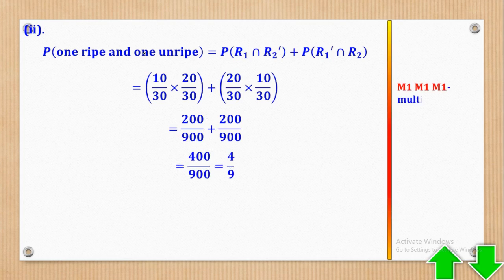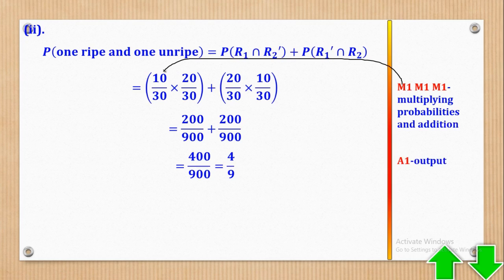So basically that's what they wanted in Roman 2. Now let's see how much can be awarded. So M1 for this probability, M1 for this probability, another M1 for addition, then A1 for the final answer.